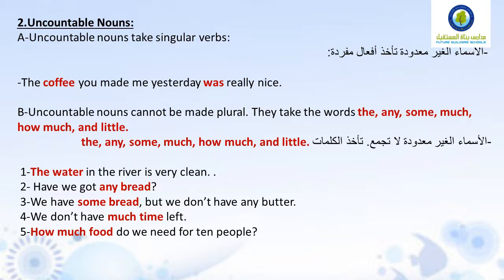So by the end of this page, the uncountable nouns are nouns that we cannot count. They are uncountable. We can't count them. Because of that, they take much. We use before them how much, little, and the, any, and some. How to identify if it is uncountable? You ask yourself, can I count this thing? If you can count it, it's countable. If you cannot count it, it's uncountable.